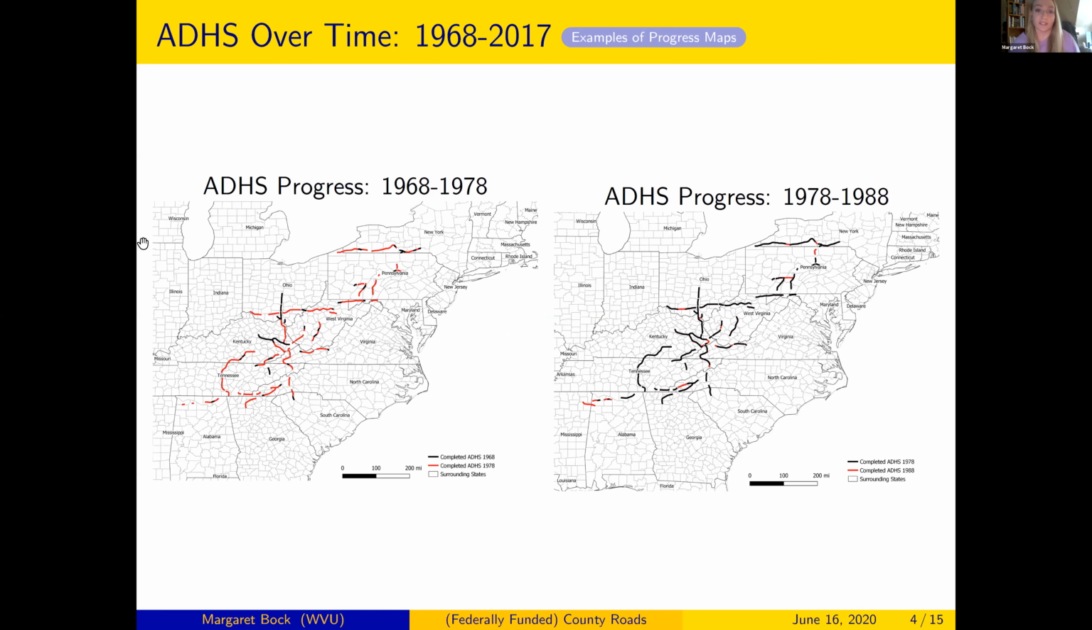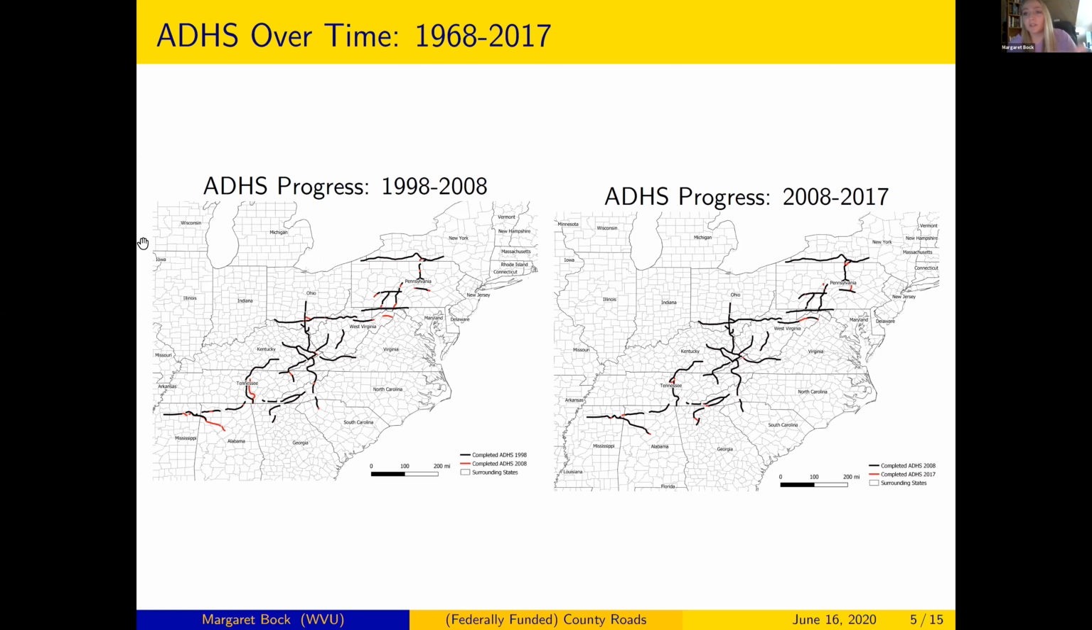So to give you all a sense of where these segments are located and when they were completed over time, we can see that in the very early years from 1968 to 1978 is when the majority of the ADHS construction was completed. In the next decade, 1978 to 1988, although there were several segments completed that connected existing segments together, there was much less construction in this later decade. And this trend continues if we look more towards the future as well.